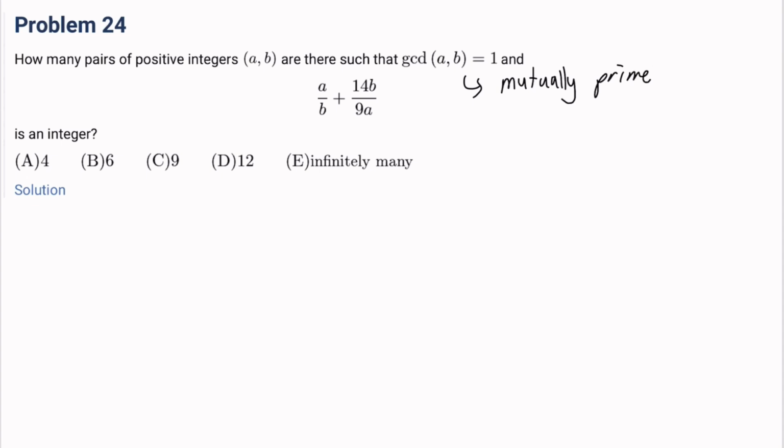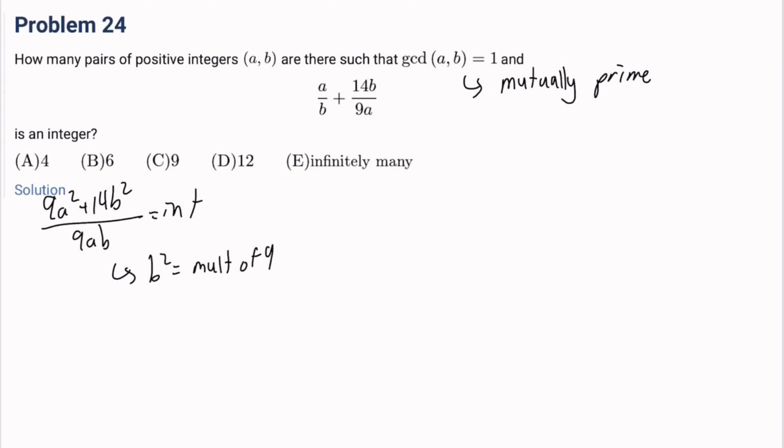Right? And so this is going to be (9A squared + 14B squared) over 9AB. This is an integer, right? So that means that for this one, B squared will be a multiple of 9, right? And 14B squared is going to be a multiple of A. 14B squared is going to be a multiple of A.